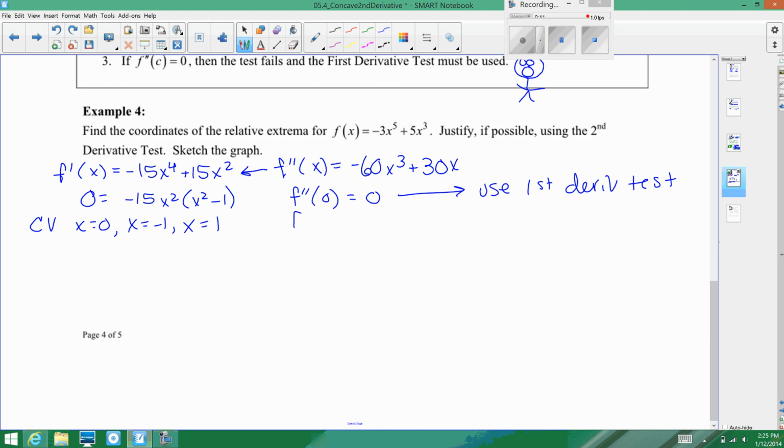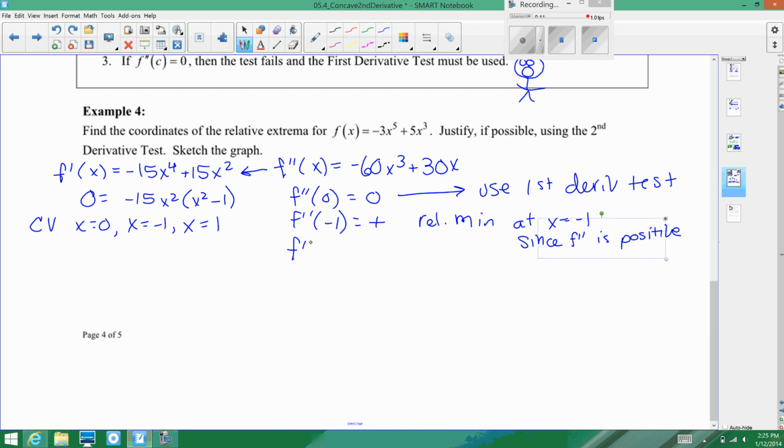Alright, let's plug in negative 1. So that's going to be here, negative 1 to the cubed is negative 1, so that'll be 60 minus 30. So that'll be a positive value, which means that we have a relative minimum value at x equals negative 1, since the second derivative is positive there, and because it was a critical value.